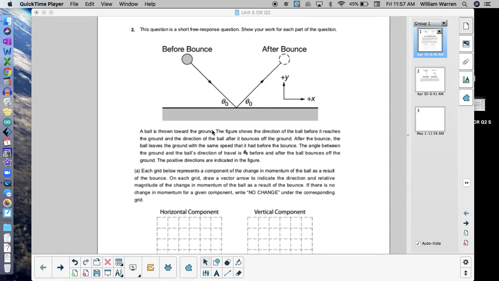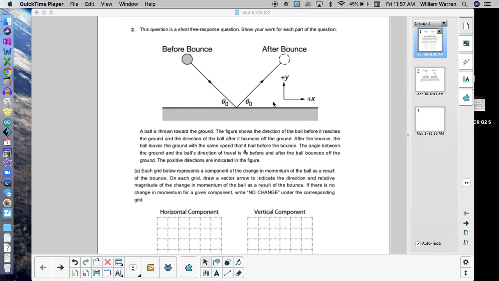So this is a ball is thrown toward the ground. The figure shows the direction of the ball before it reaches the ground and the direction of the ball after it bounces off the ground. And after the bounce, the ball leaves the ground with the same speed it had before the bounce. Okay, so that's physically very unlikely, but it makes our problem nice and easy.